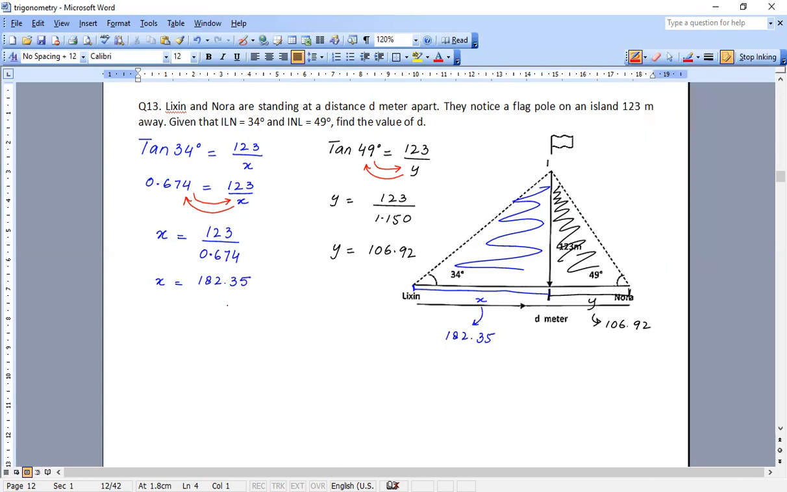Now that I have the adjacent of both the right angle triangles, in order to find the value of D, I'll add x and y together. So I'm adding 182.35 with 106.92. The value of D is going to be equal to 289.27 meters. So the distance between Dixon and Nora is going to be 289.27. There can be a little difference in your value as well. Approximately this is 290. If you are getting your answer approximately 290, the answer is going to be accepted.